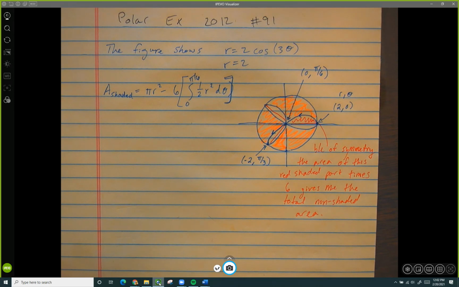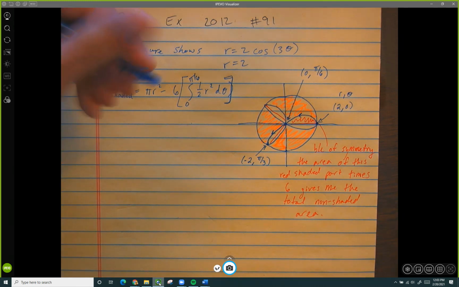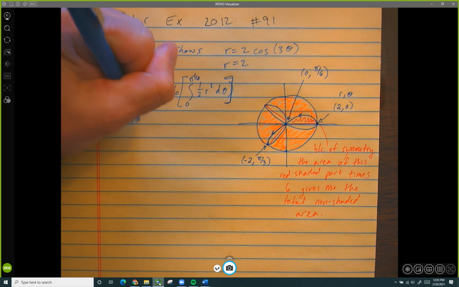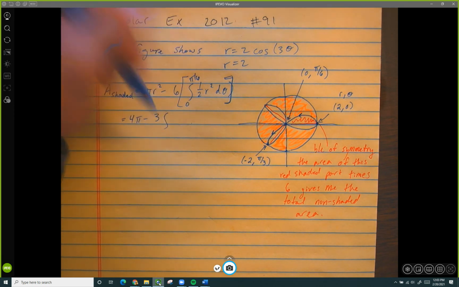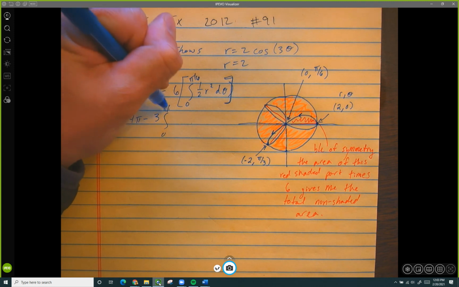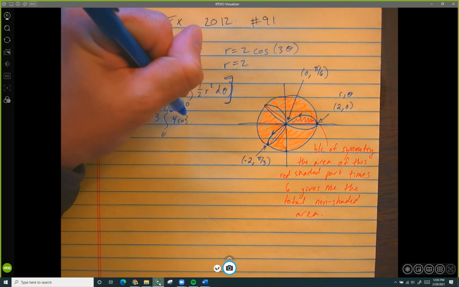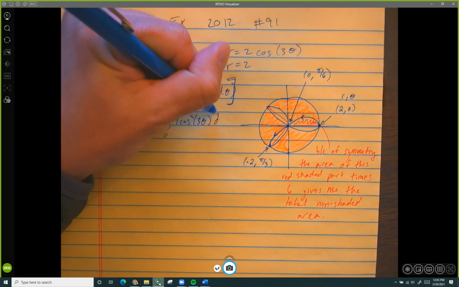I think I'm saying it the best I can. Because of symmetry, the area of this red shaded part times 6 gives me the total non-shaded area that I need to remove. Constant multiple rule. I try to do as much as I can before pushing buttons in the calculator. So I've got 4 pi minus 3 times the integral from 0 to pi over 6 of r squared, which is going to be 4 cosine squared of 3 theta with respect to theta.